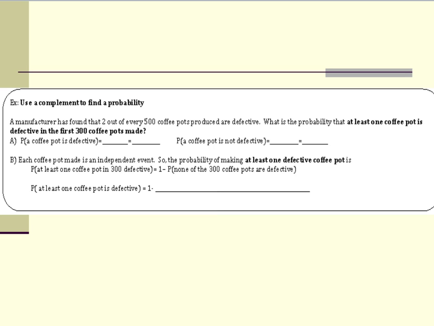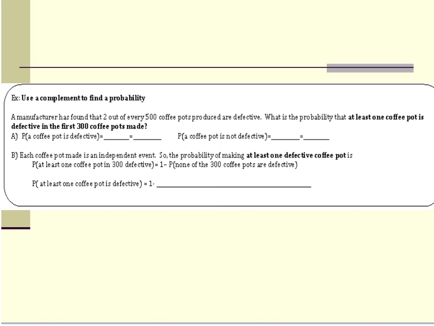So first of all, we want the probability that a coffee pot is defective. And so we know we've got 2 out of 500. That's the probability that it's defective. So that'd be 1 out of 250 are defective.